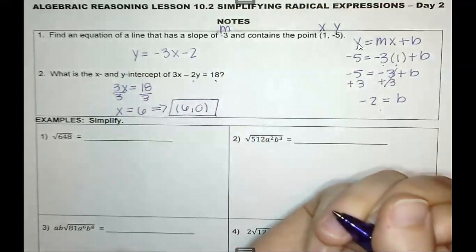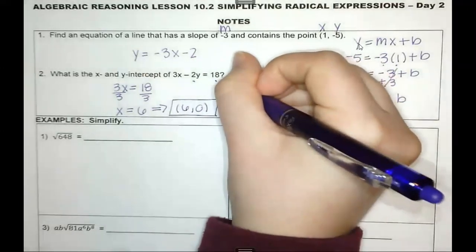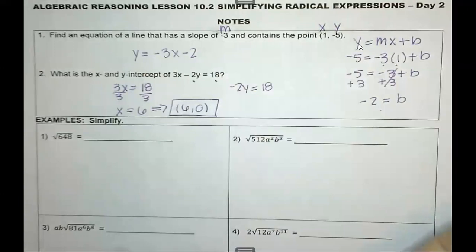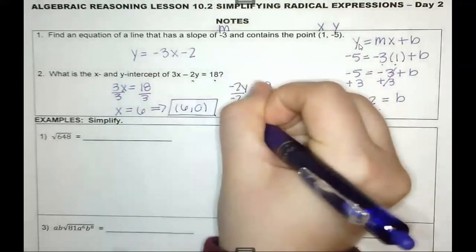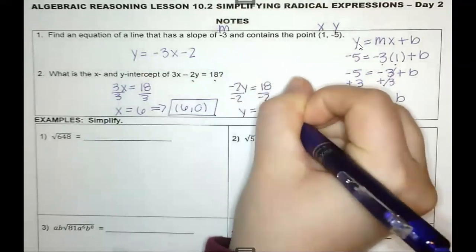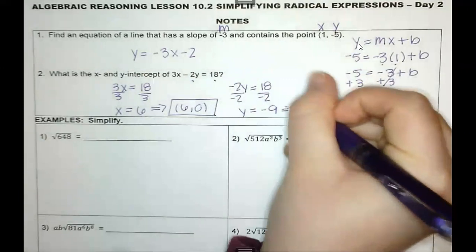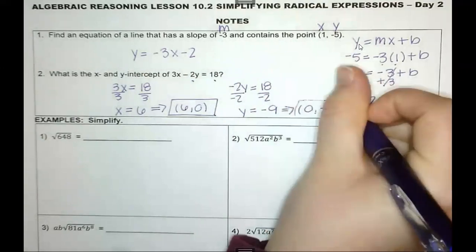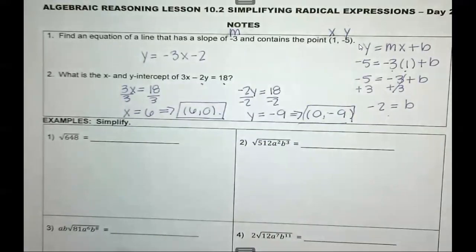All right, now I'm going to do the same thing, but with the y to find my y-intercept. So I'll have -2y equals 18. To get y by itself, I divide by -2. We end up with y equals -9. Therefore, my y-intercept is at the coordinate point (0, -9). So here are our two values.